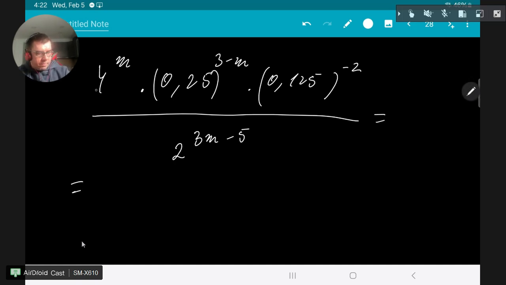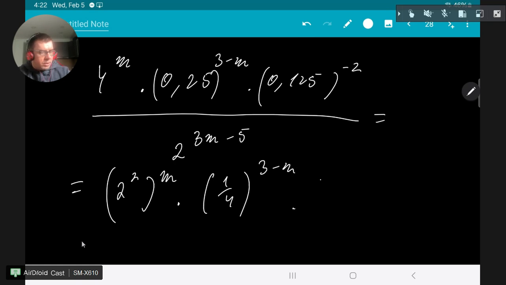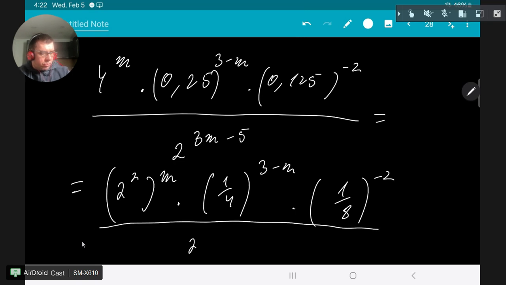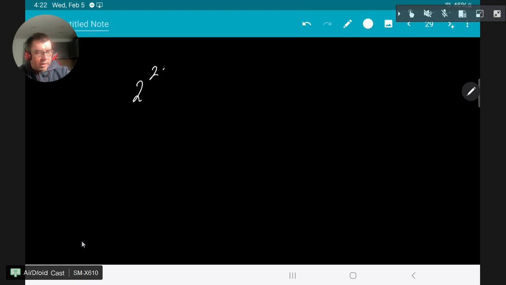So 4 is 2 to the power of 2 to the power of m times 0.25 is 1/4, 3 minus m. 0.125 is 1/8 minus 2 over 2, 3m minus 5. So far so good. Remove the brackets here, multiply 2 times n, we get 2 to the power of 2m.